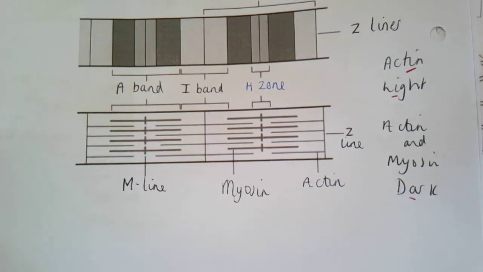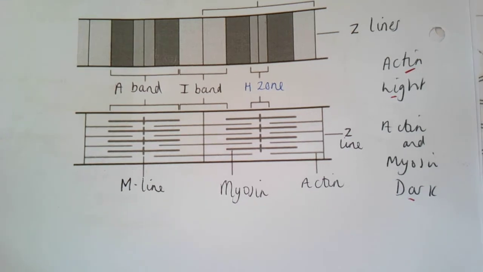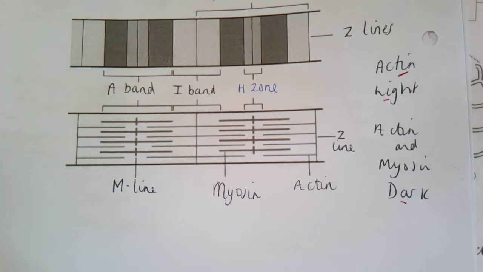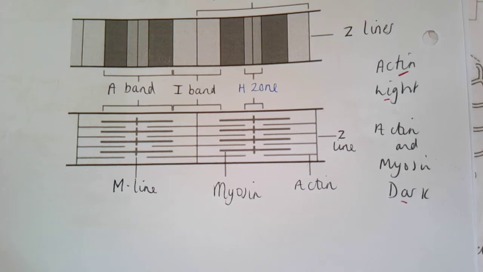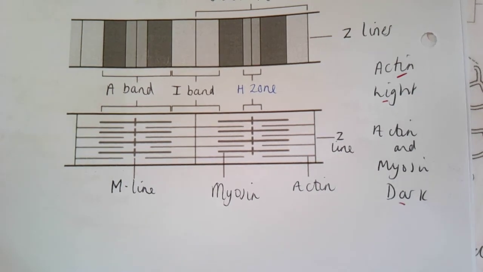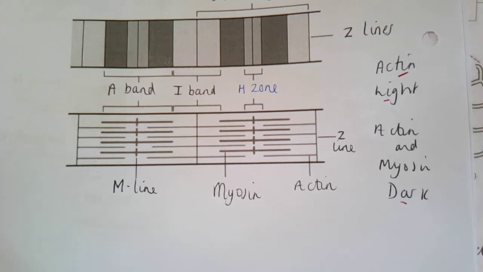Often what you'll find with these questions is, they'll say, measure the length of a sarcomere in micrometers. So it's a classic microscopy question and a magnification question, but if you don't know what a sarcomere is, you might measure the whole thing. And obviously, it's only that much of it.